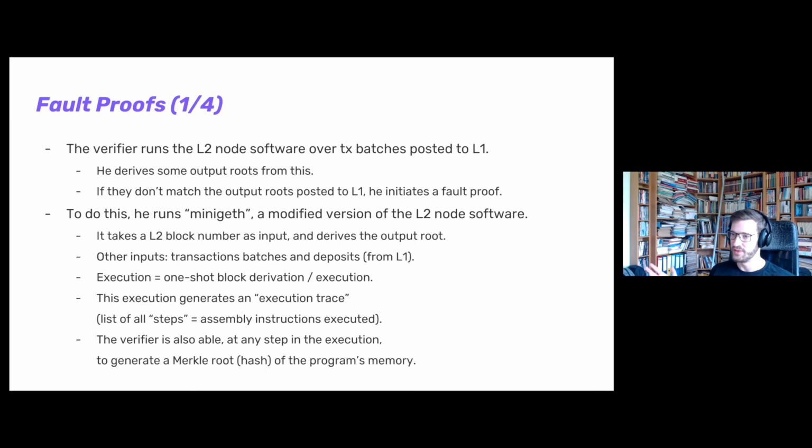What you do with these inputs is the derivation of a single block, basically. Like I said before, you just re-execute transactions and derive the output route. A side effect of doing that is that you can derive what's called an execution trace. The execution trace is a list of all the steps that you did to derive the output route, and a step is really an assembly instruction that you executed. The other thing minigeth can be used for is, at any step in this execution trace, you can generate a Merkle root of the memory, the whole state of minigeth. So everything that's in memory, everything you need to continue the execution from that point onwards. This is a tool that we're going to use.